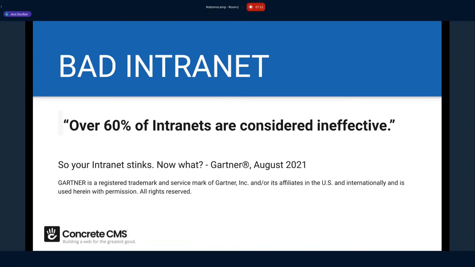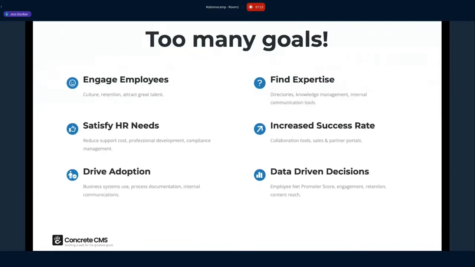What are some of the reasons intranets are not effective? Too many goals, right? Or vague goals. One of the primary challenges with intranets is they often have very vague goals. Organizations may start an intranet project with the intention of addressing multiple objectives all at the same time. So, for example, they may aim to improve employee culture, reduce turnover, enhance internal mobility, manage compliance, improve communication, support knowledge management, even increase revenue through a sales portal, right?